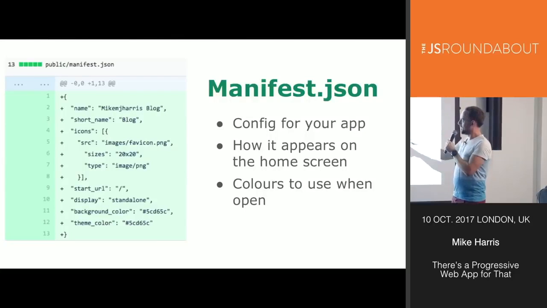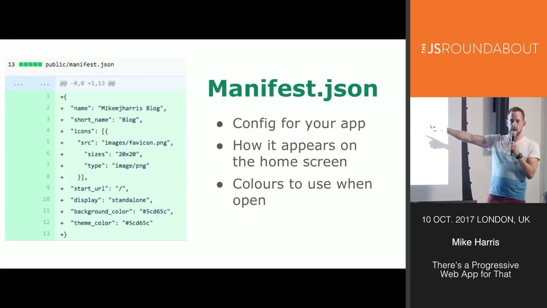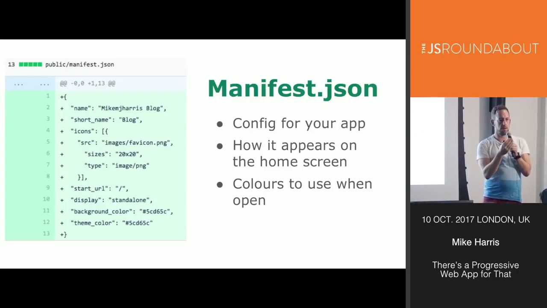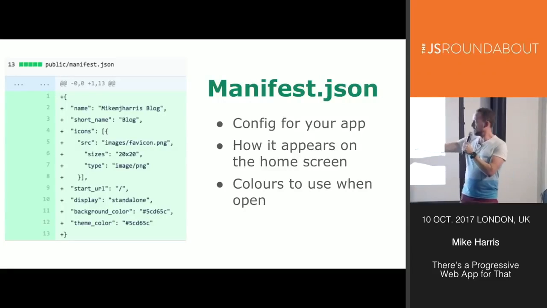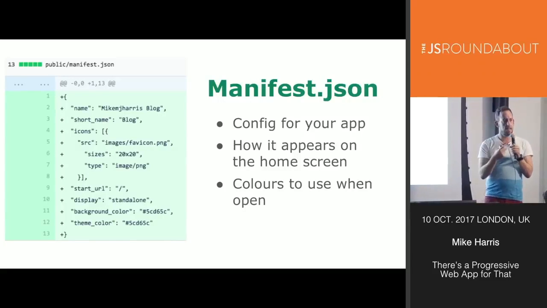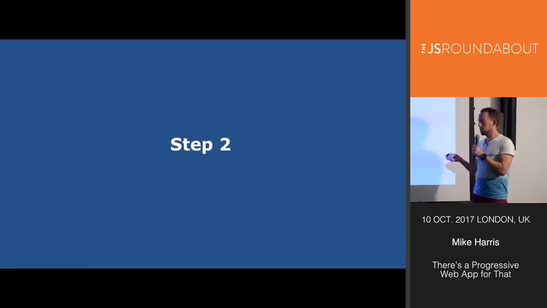First of all, the manifest.json. This is just some config. If you can just about read there, it's basically got a name for my app. It's got a link to an icon that I want to appear on the home page of the phone. And it's got some theme colors. So this is back to that UI where you want a consistent theme color to your app when it opens up on your phone. Cool, that was step 1.